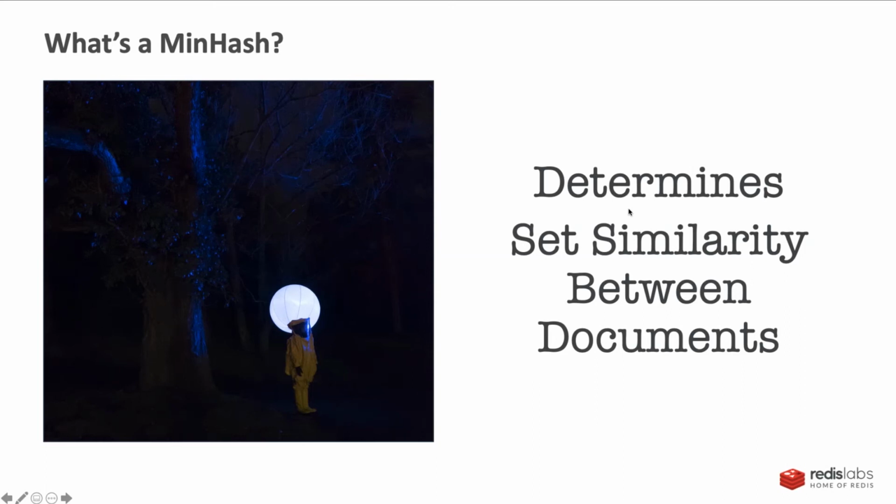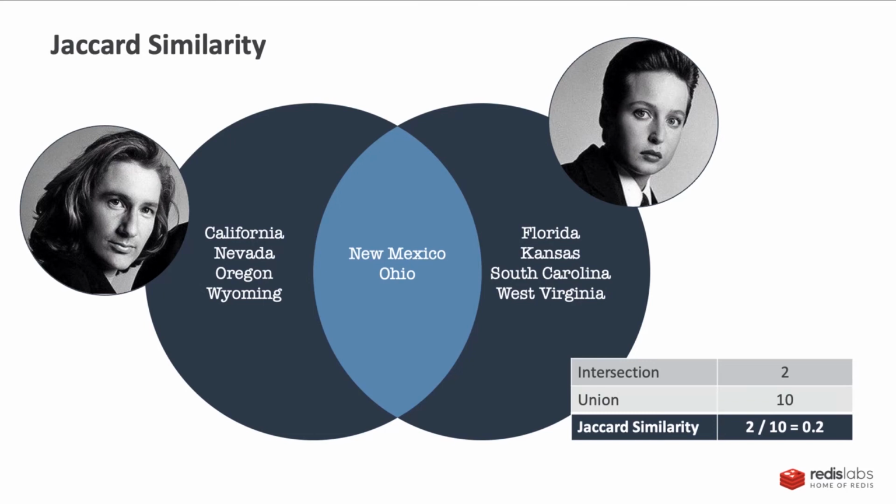MinHash determines set similarity between documents. So how close is this document to this other document? You could use this for determining if something is plagiarized, or to see whether it's changed enough to bother re-indexing it, if say you're a search engine. To do set similarity between documents, we have to do set similarity. Set similarity is done using Jaccard similarity. And Jaccard similarity just takes the cardinality of an intersection of two sets divided by the cardinality of the union of those sets.